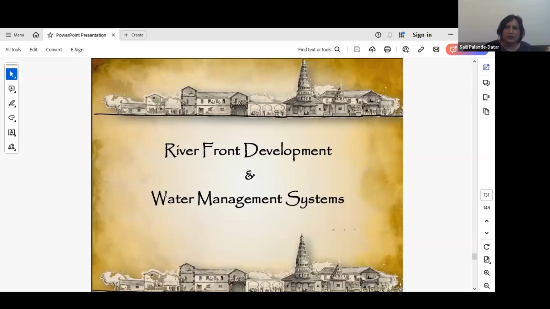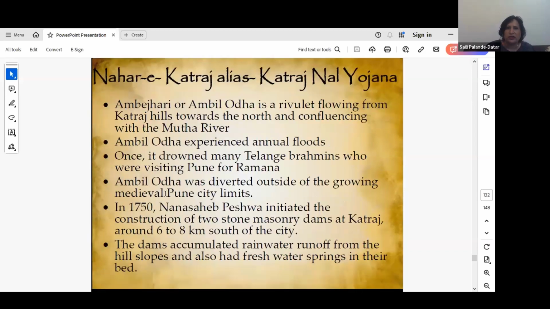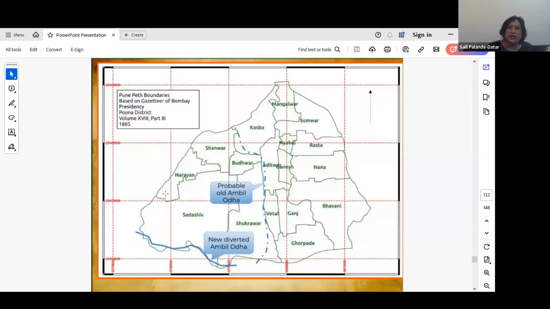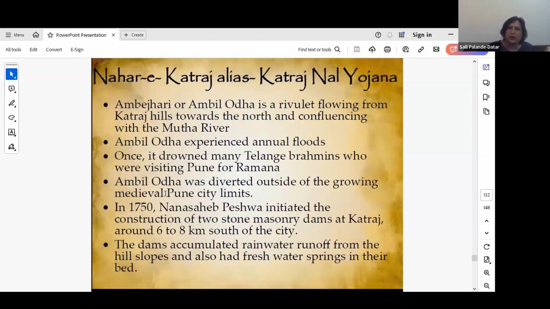I come to the last part of my presentation, where I talk about the riverfront development and water management. So, taking inspiration from the Neher of the Middle East, we see that the water is being harnessed using the Nala Yojana, like a Kanat system. And even for Pune, we see that two dams were built in the hills, and from there an underground stream was brought in.